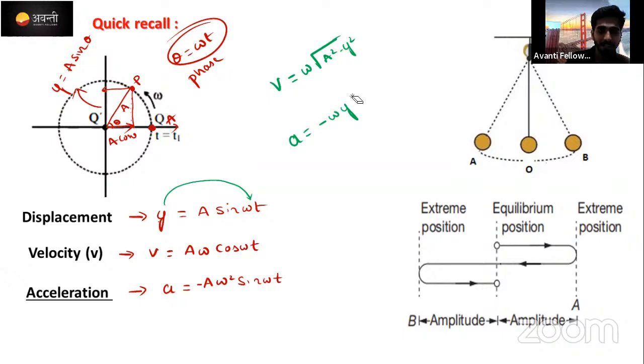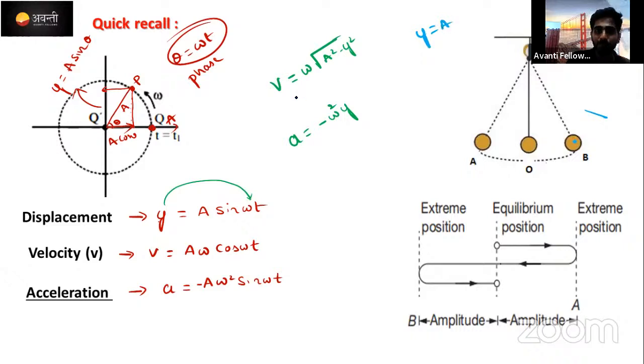This is omega square into y, correct na? And what is the equation for maximum velocity? For maximum velocity, see here, maximum velocity means when this bob reaches the maximum position. What is the maximum position actually? Amplitude, it will be maximum, meaning displacement value will be equal to amplitude.